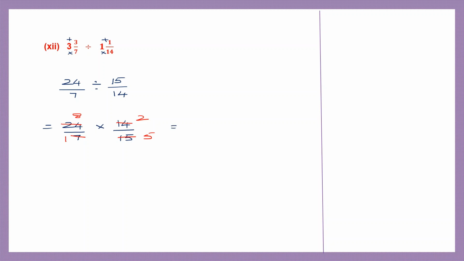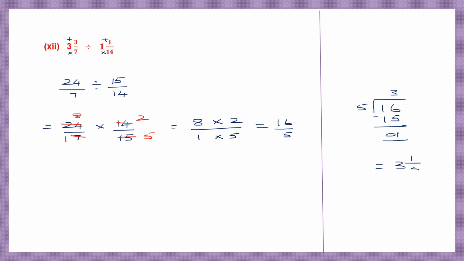We have to multiply the numerators, which is 8 into 2 and the denominators 1 into 5. So 8 2s are 16, 1 5s are 5. So divide 16 by 5. 5 3s are 15, minus 16 minus 15 is 1. So here what is our mixed number? 3 1 by 5. So here let's write it down. 3 1 by 5 is our final answer.